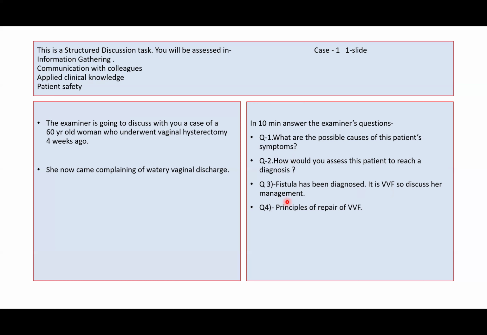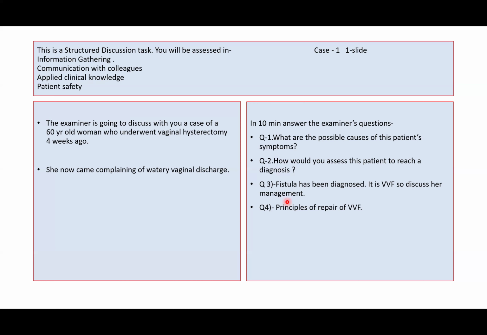If the fistula is diagnosed, I will explain the diagnosis to the patient, and I will involve the multidisciplinary team, including the urogynecologist consultant, the urologist, specialized nurses, and the counselor. And the further management depends upon the size of the fistula. If the size is less than 5 mm, then we will proceed with conservative management.